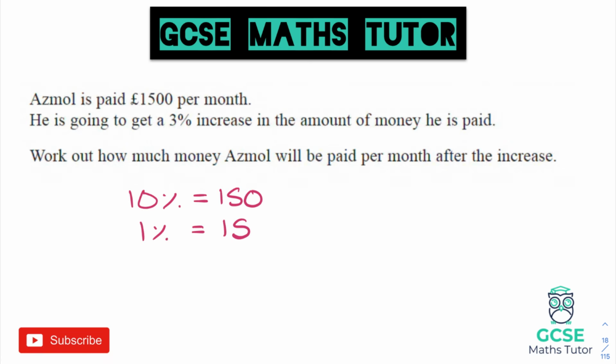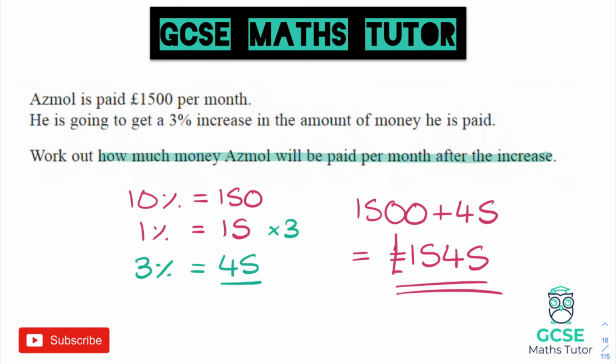For an increase, we can work out 1% by dividing 10% by 10 again, and then we can get any percentage there. So 3% would be 3 lots of that, and if this is a percentage increase, we would add that on to find that amount after an increase.